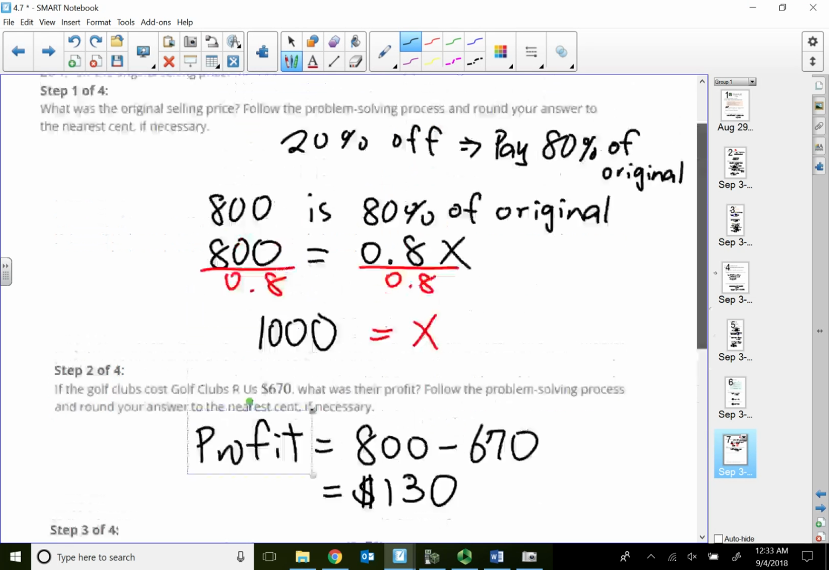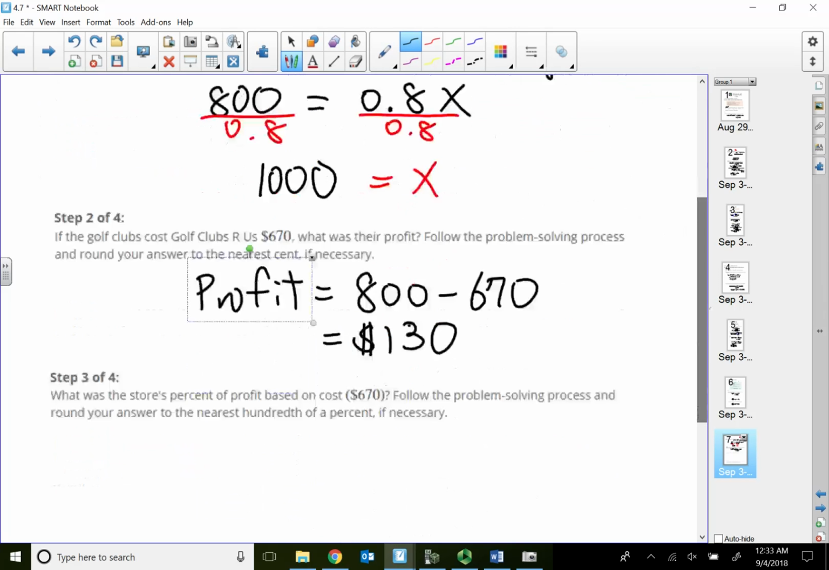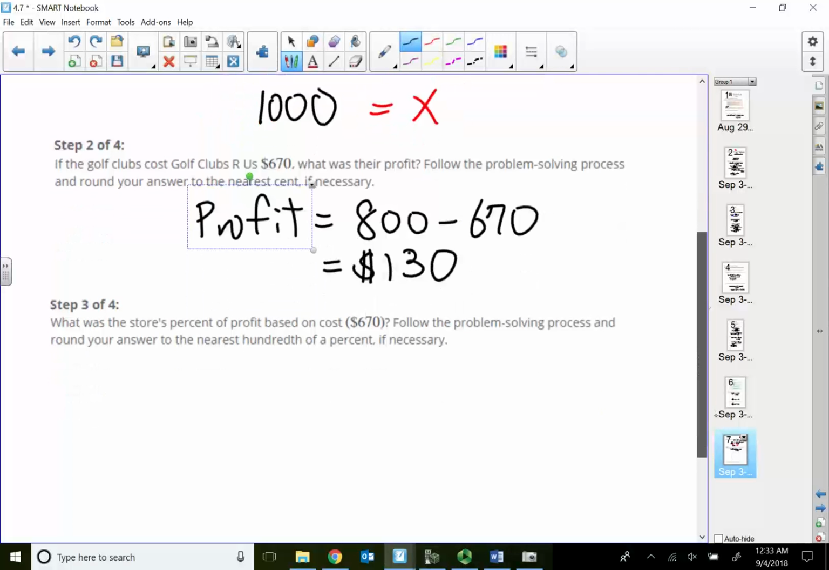Okay, be careful now. Step 1 was asking for the original selling price. This one is asking if the golf club cost $670, what was their profit? Because now the 10 golf clubs are actually marked on sale for $800. So we have to use the $800 as a selling price.